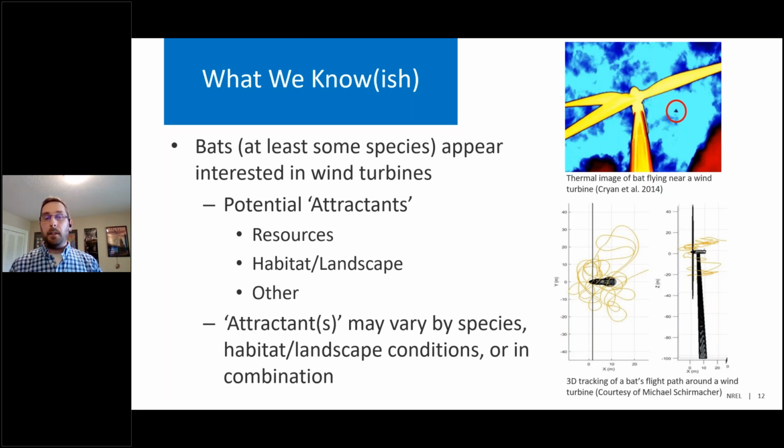And given all the other variability we see in this issue, it's likely that potential attraction varies by species, by the surrounding conditions, or some combination. So it's likely not a one-size-fits-all. But if we had this information, it might help us with finding better solutions or more cost-effective solutions.